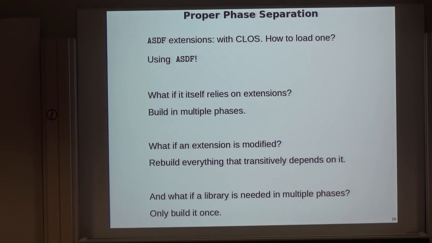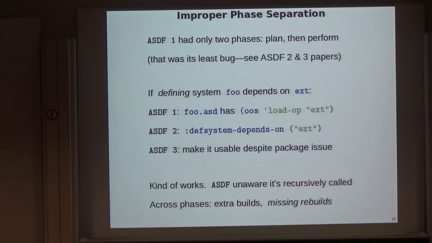Phase separation. So ASDF is extensible with Common Lisp. And how do I load the Common Lisp extension? With ASDF. And what if the extension itself relies on an extension? Well, call ASDF recursively in as many phases as necessary. And what if an extension is modified? Well, you have to rebuild everything that transitively depends on this extension. And what if a library is needed in multiple phases? You want to only build it once. Of course, that's not how ASDF 1, 2, and 3 work, so I had to add proper phase separation to ASDF 3.3.